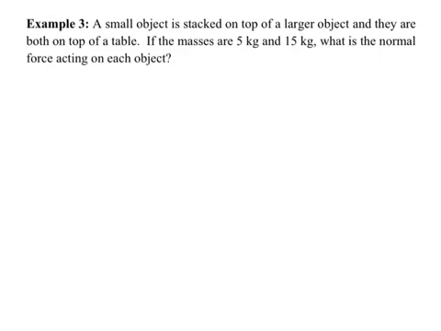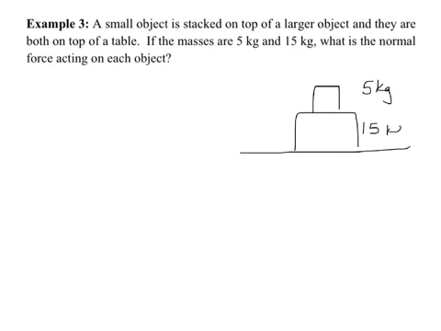So example 3 says a small object is stacked on top of a larger object and they are both on top of a table. So right away let's start by putting our table here. Let's put a large object and a small object. If the masses are 5 and 15, what is the normal force acting on each object? So this is a mass of 5 kilograms, this is a mass of 15 kilograms. And we want to find out what the normal force is acting on each object. So clearly we have two different normal forces because we're looking for each one.